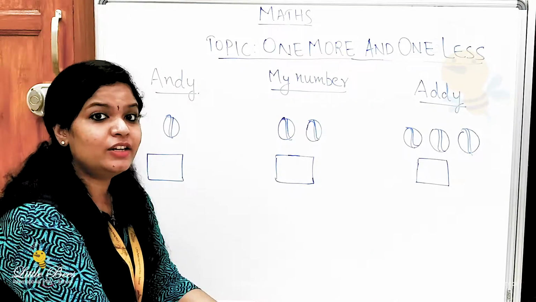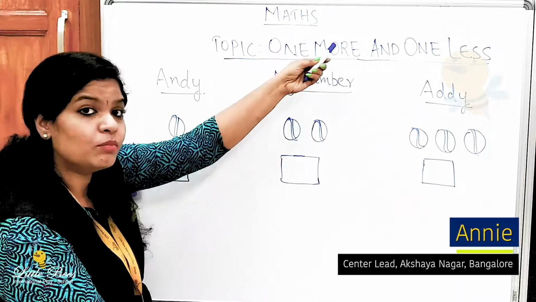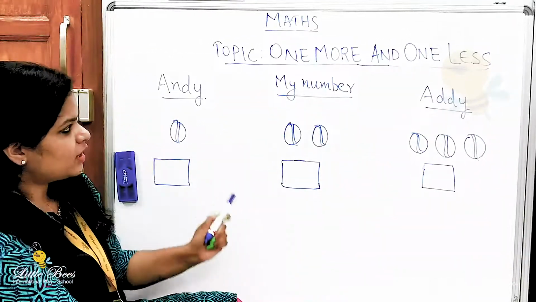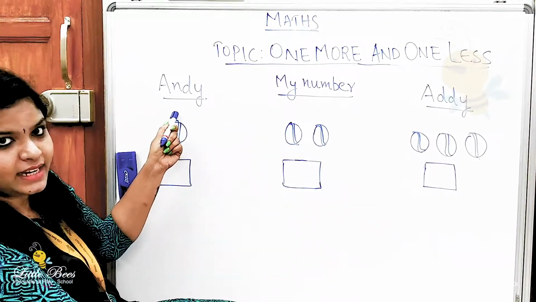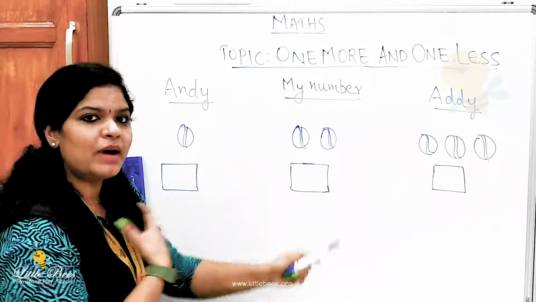Today we are learning a new concept. What is that? It is one more and one less. So here I have two friends with me. One is Andy and the other one is Addy. And this is my count.